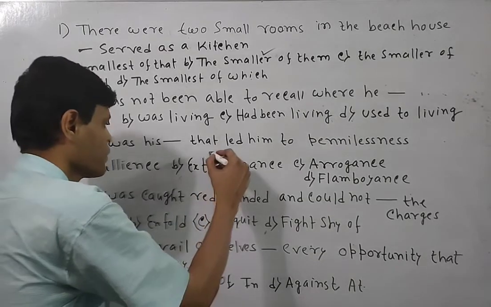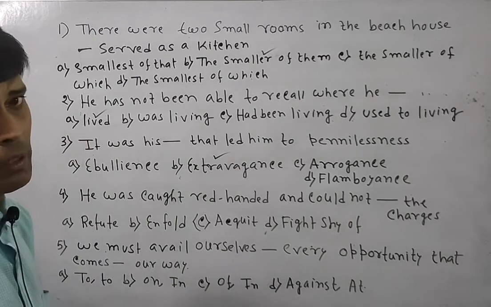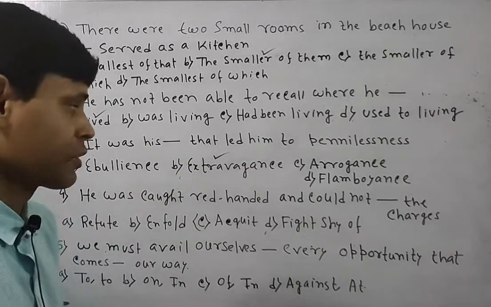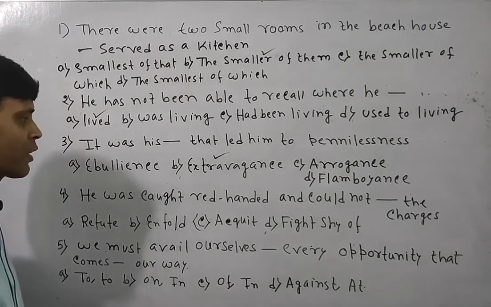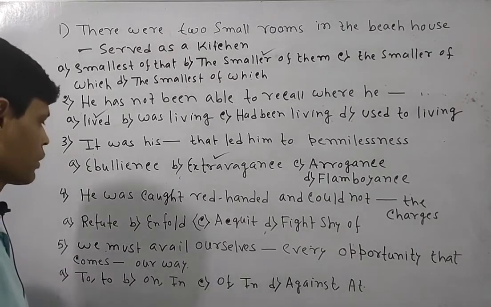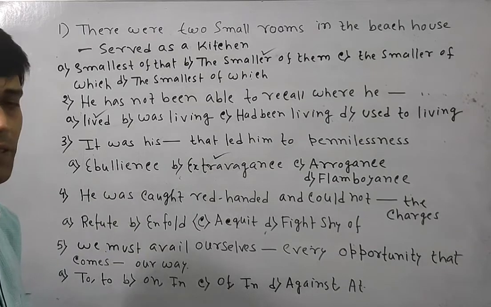It is because of his extravagance, or nature of spending too much money, that he has fallen into some kind of financial emergency. Now look over the next question. He was caught red-handed and could not dash the charge. There are four options. Refute. Refute means deny totally, or refuse totally.